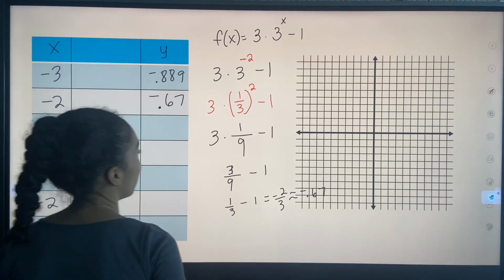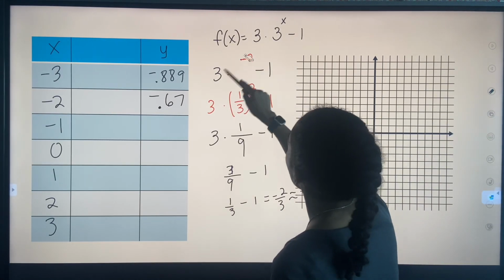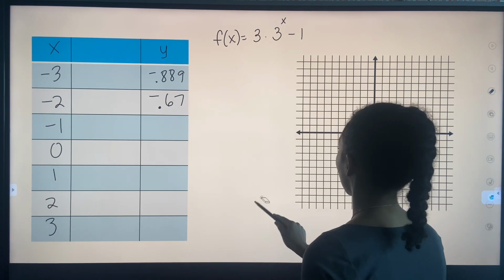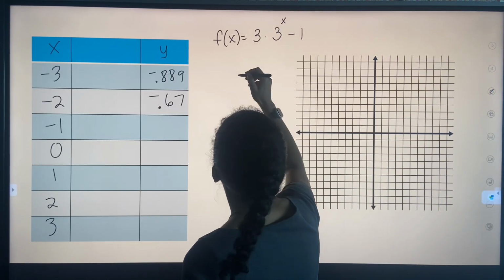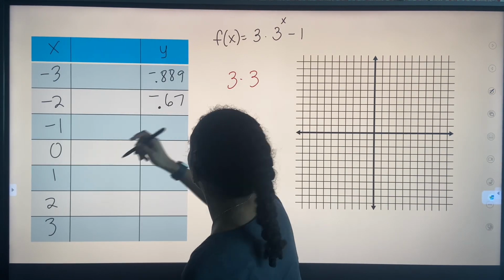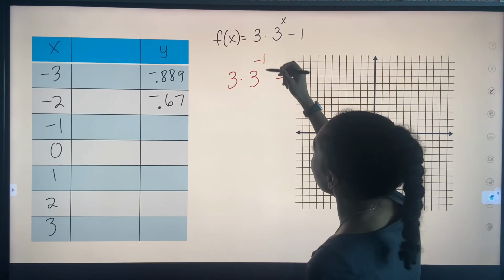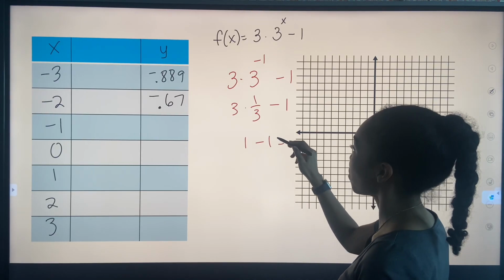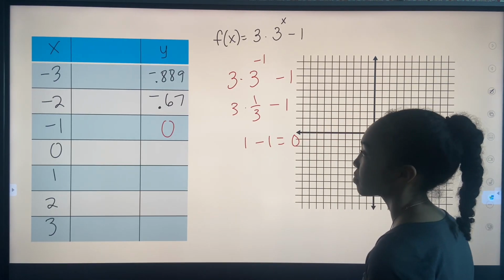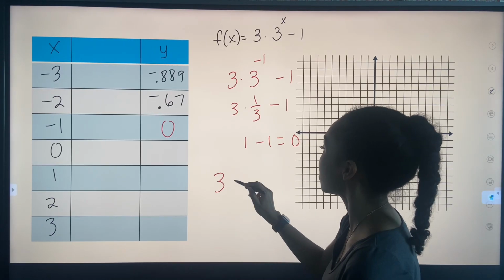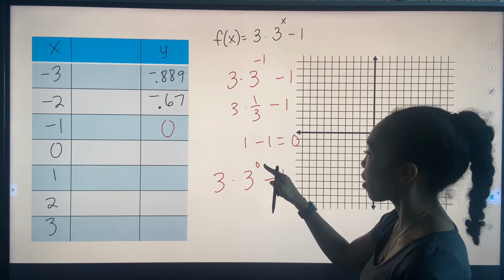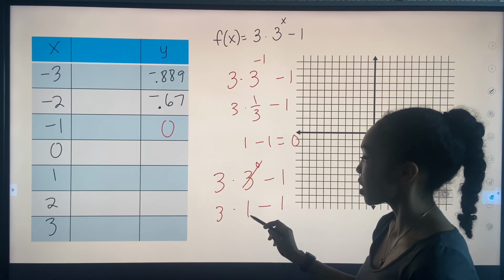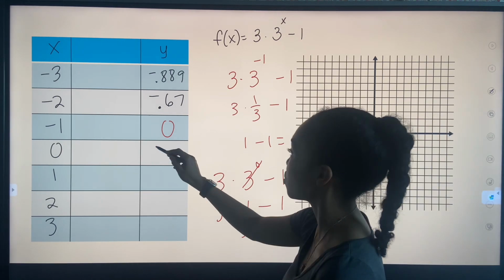Okay, now let's do negative 1. Okay, so I have 3 times 3 to the negative 1. Remember, negative exponent, you must flip this. 3 times 1/3 is 1, minus 1 is 0. So you get a 0. Next one, the exponent is 0. 3 to the power of 0 is 1, remember. So this is 3 times 1 minus 1. 3 times 1 is 3, minus 1 is 2. So that's 2.